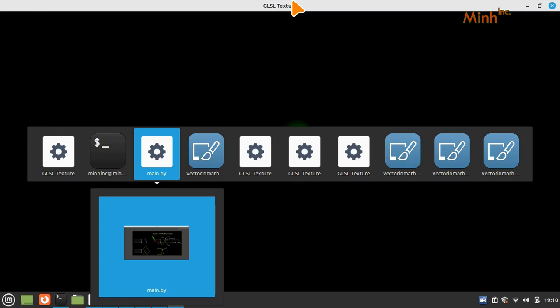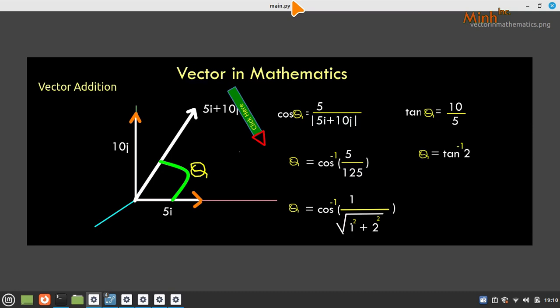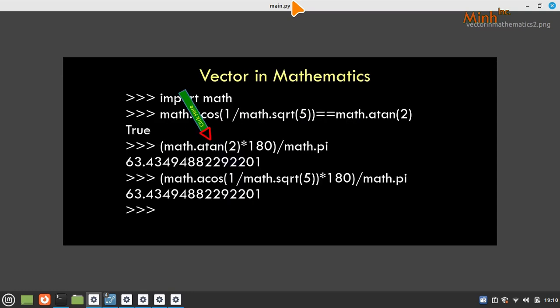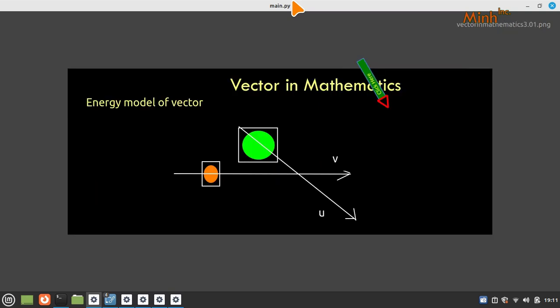I think it is big enough to show. So we started from vector addition: two vectors combine and result in a resultant vector. Combining two vectors, we understood it as two energy sources coming from two directions and resulting in one vector going in one direction. Then we can simply add it like this.